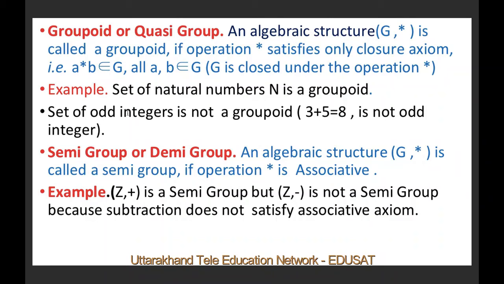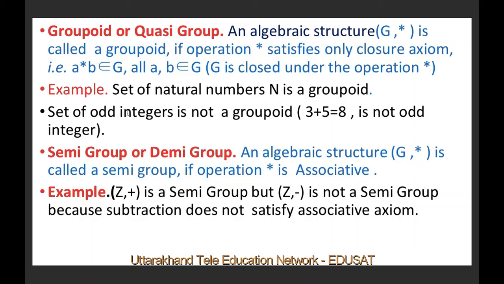The set of odd integers is not a groupoid, because if we add any two odd integers, the resulting number is not an odd integer. For example, if we add 3 and 5, the resulting number is 8, which is an even number. It is not an odd integer. So the set of odd integers is not a groupoid.